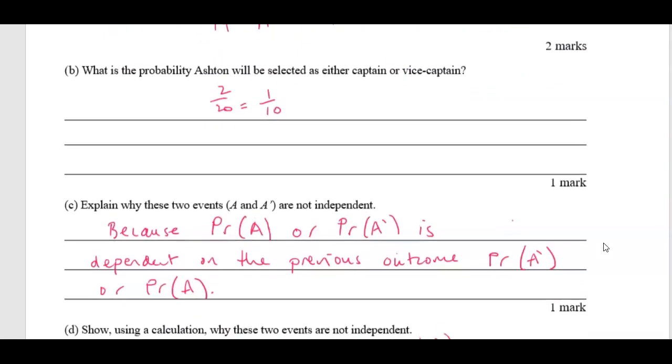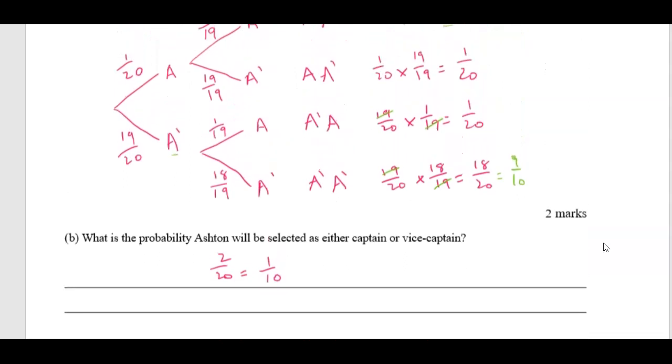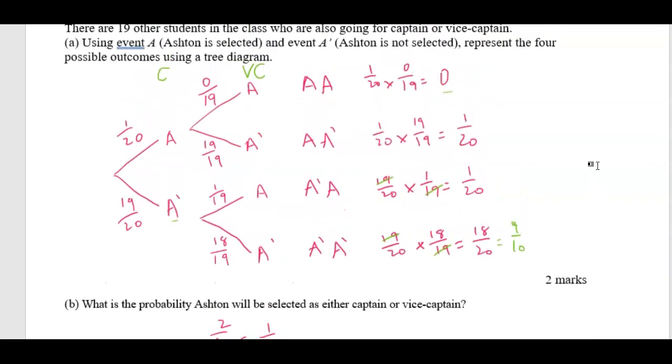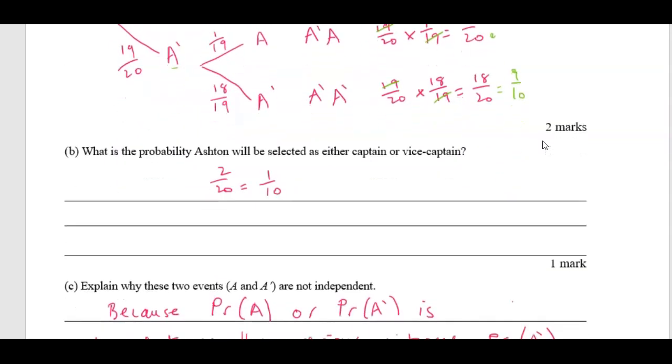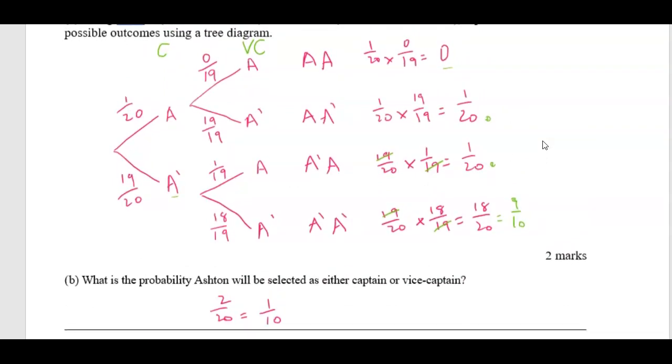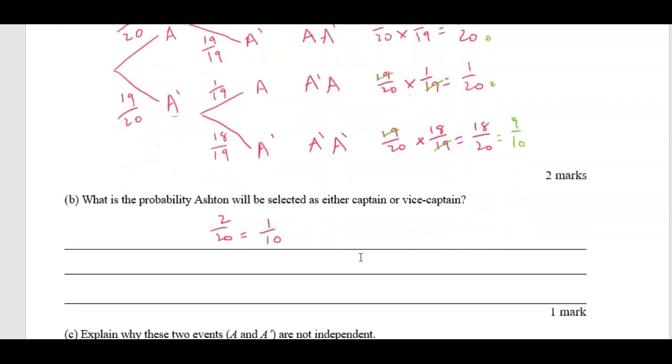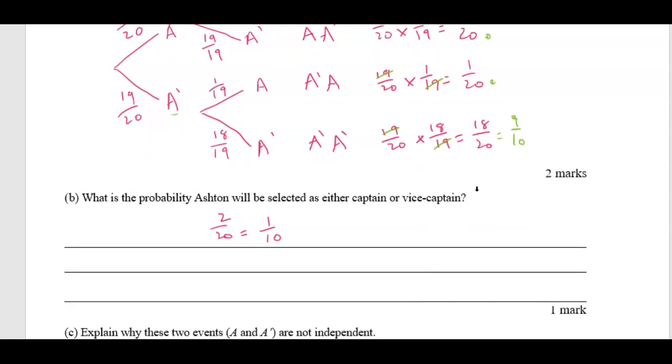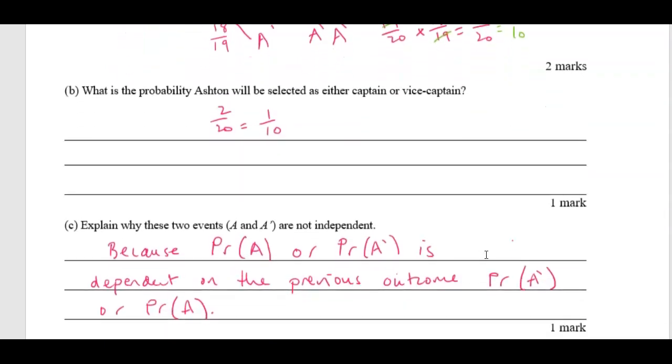All right, question B, what is the probability Ashton will be selected as either captain or vice captain? I'm just adding up the 2 possibilities. So 1 over 20, here and here, 1 over 20 and 1 over 20. So 2 over 20, which is 1 over 10. Now, if you got your tree diagram incorrect, but you wrote your probabilities, I would have given you consequential marks. So if I ticked this and it's wrong, it's because I gave you consequential marks based on your incorrect tree diagram.